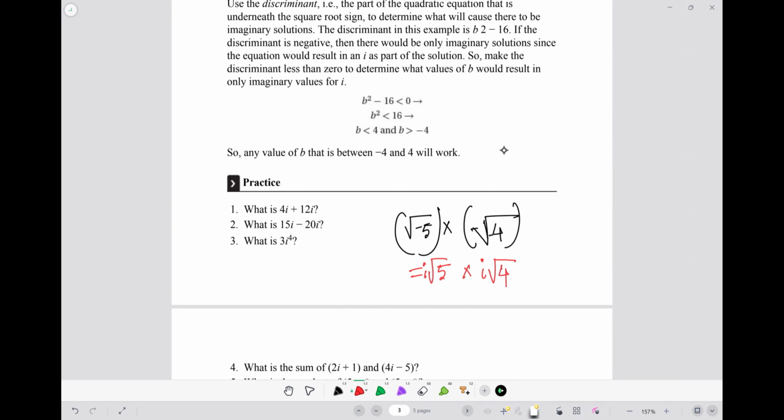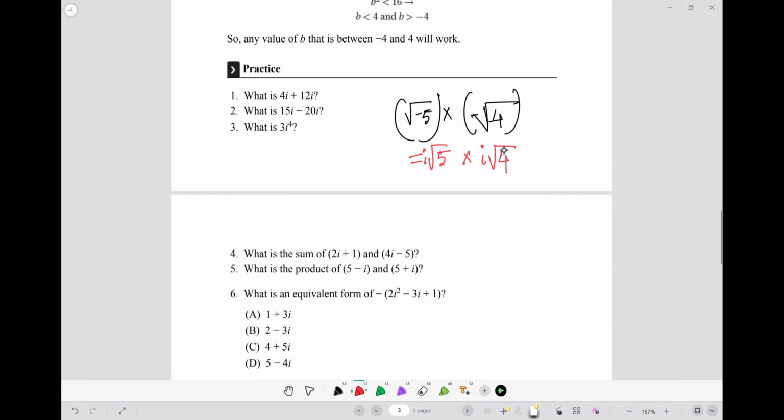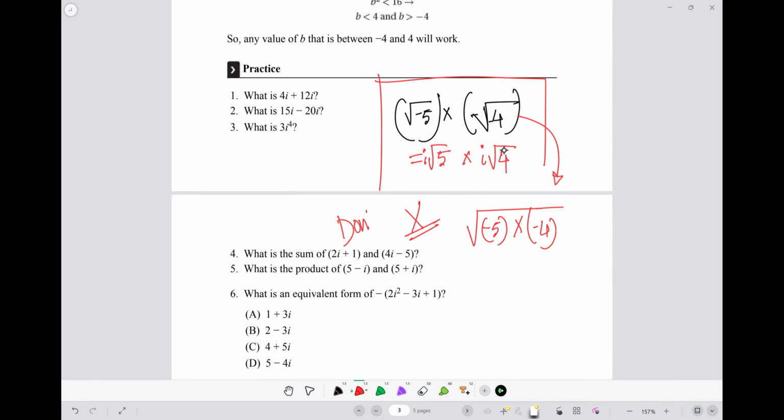There are a lot of people who just take this line and write it like this: root of -5 times root of -4 as root of 20. This is wrong. Don't do it. This is suggested by Carl Friedrich Gauss.